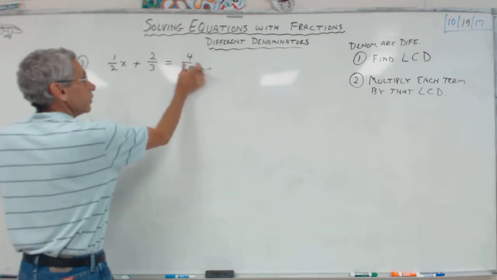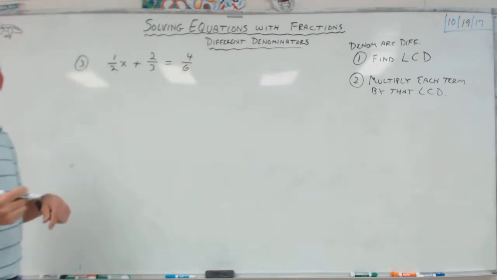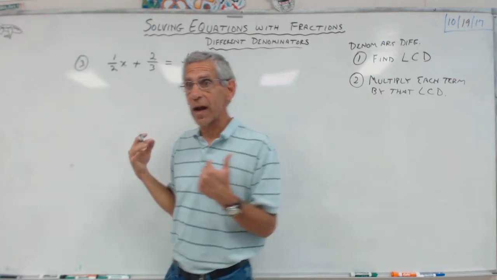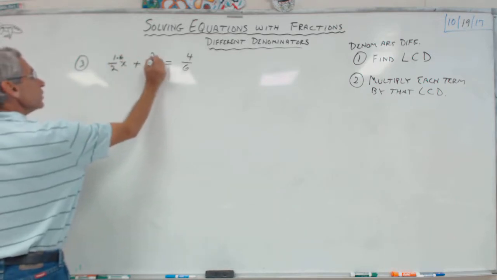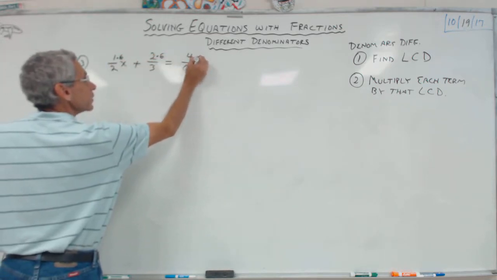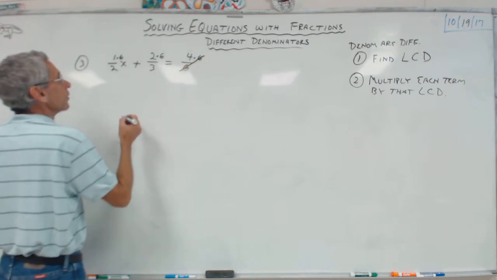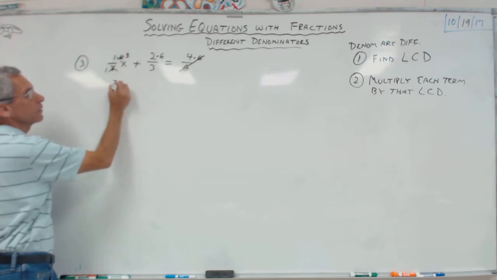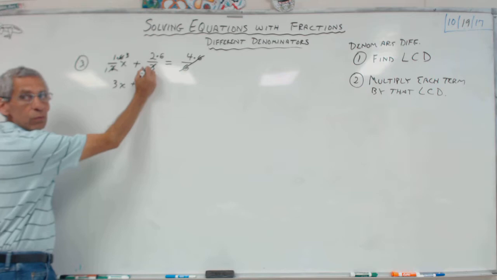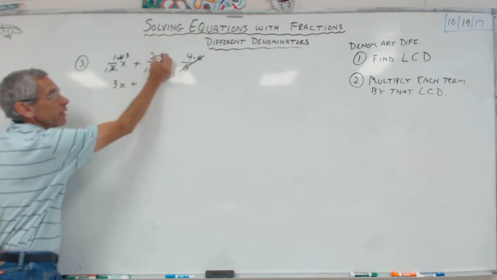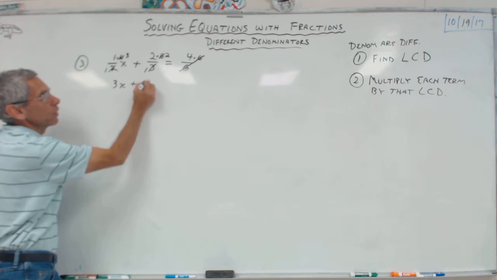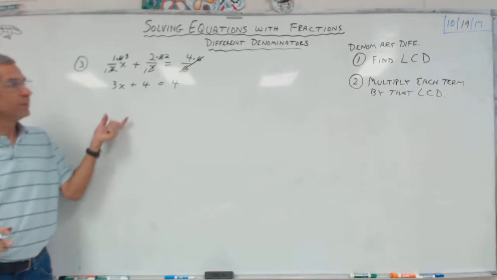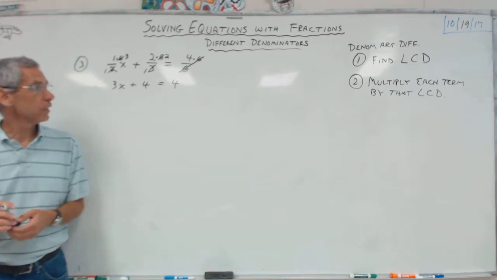Okay, but we said this one was 6, right? That was what we had originally. So we're going to multiply everything times 6, right? And that should get rid of our fractions. Let's try it. Times 6, times 6, times 6. All right, those 6's cross out. Let's see, 2 goes into 2 once, 2 goes into 6 3 times, so that's 3x, plus 3 goes into 3 once, 3 goes into 6 twice, 2 times 2 is 4, equals 4. Ah, that's interesting. Just look at that, 3x plus 4 equals 4.